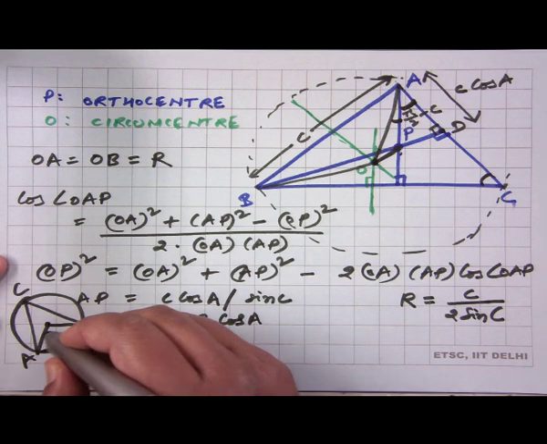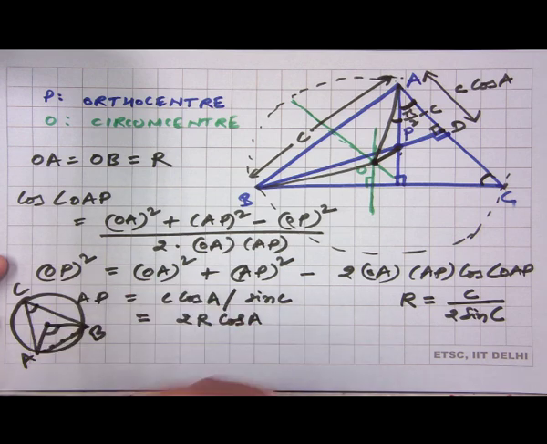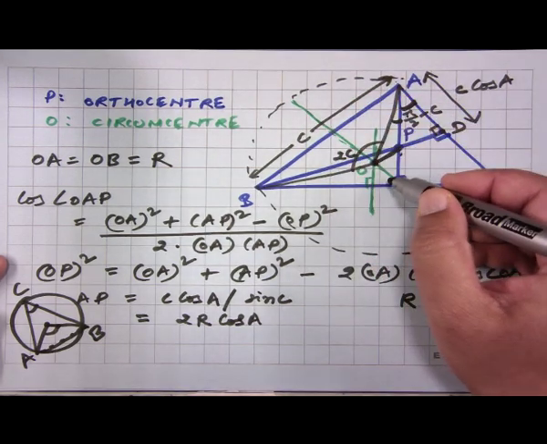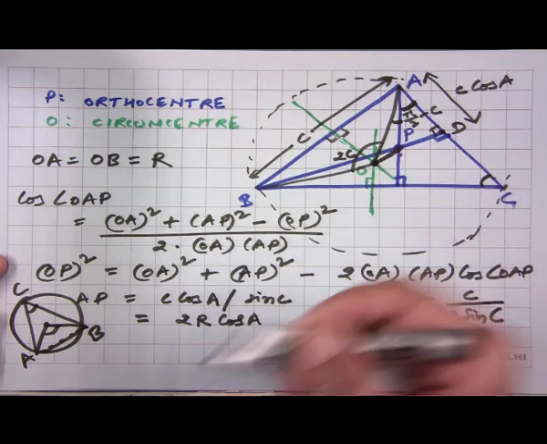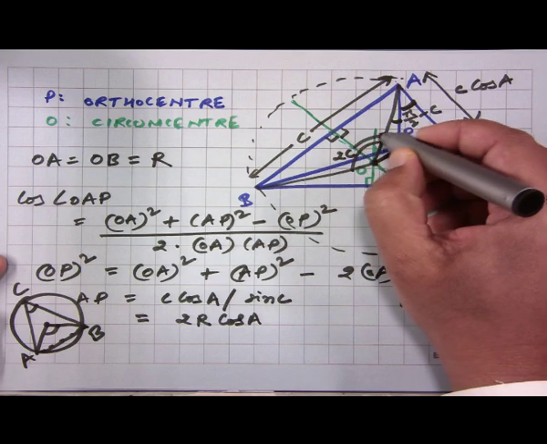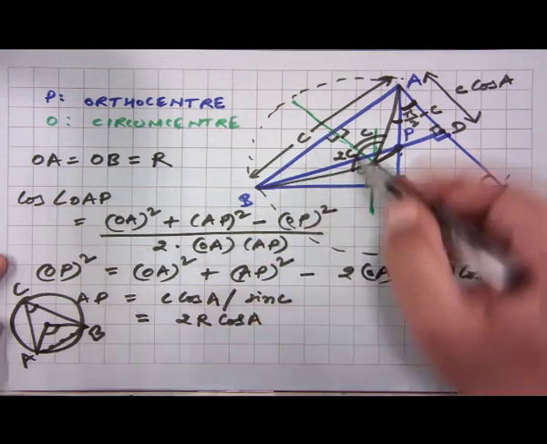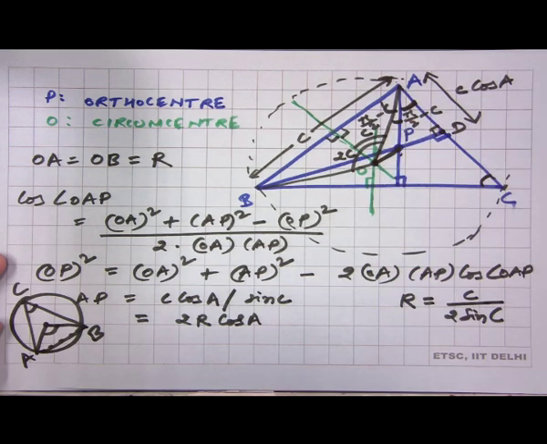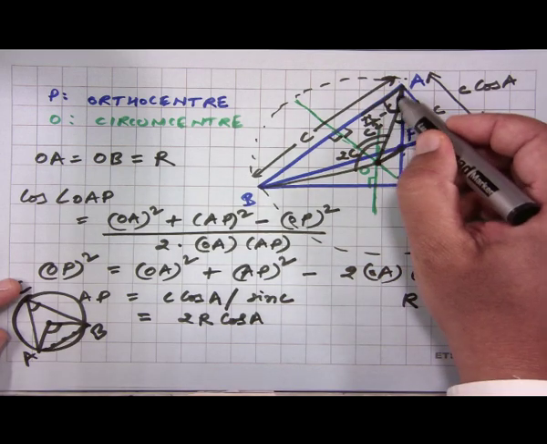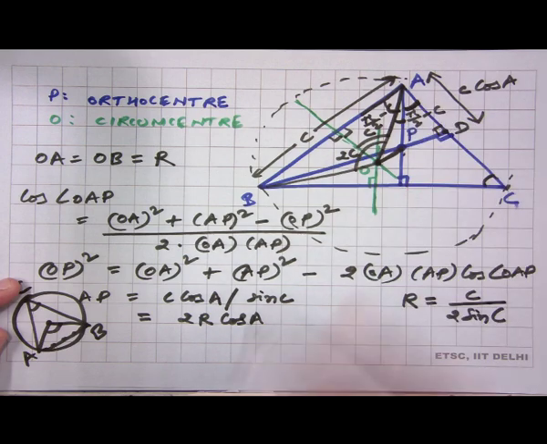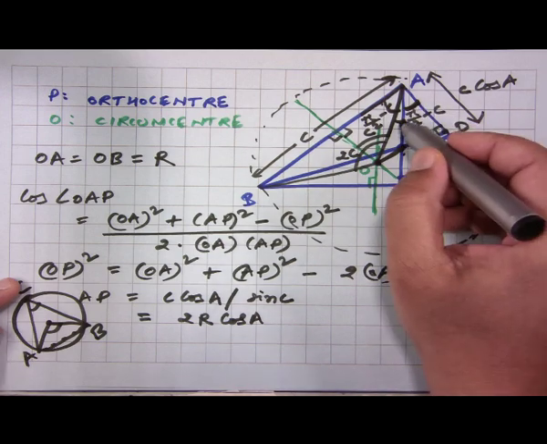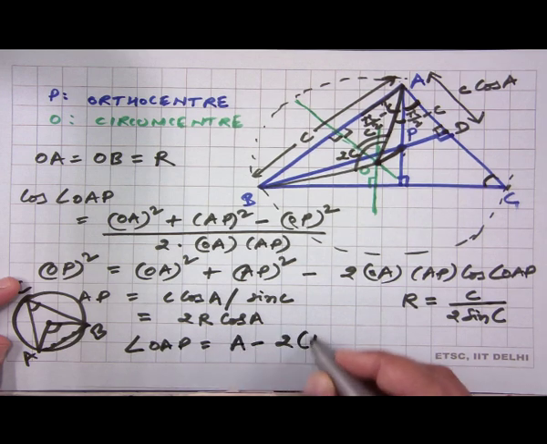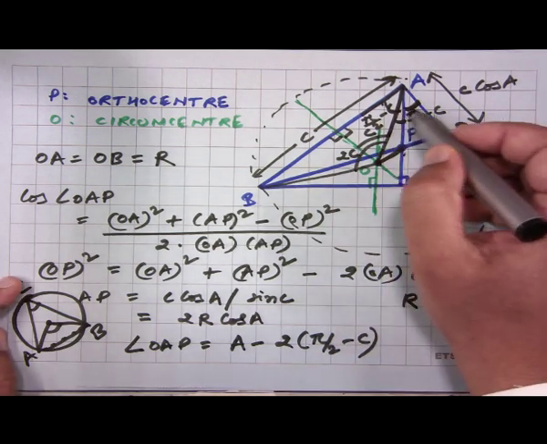Then from high school algebra, we know that this angle is twice of this angle, and therefore, this angle is 2 times C. But since this green line is the perpendicular bisector of this side, this is 90, this is 90, and therefore, this angle will be half of 2C, which is C, and because this triangle is a right angle triangle, this angle here will be pi by 2 minus C. So, this angle is pi by 2 minus C, this is pi by 2 minus C, this entire angle is A. So, now we should be able to find angle OAP equal to A minus 2 times pi by 2 minus C, because we have pi by 2 minus C 2 times.